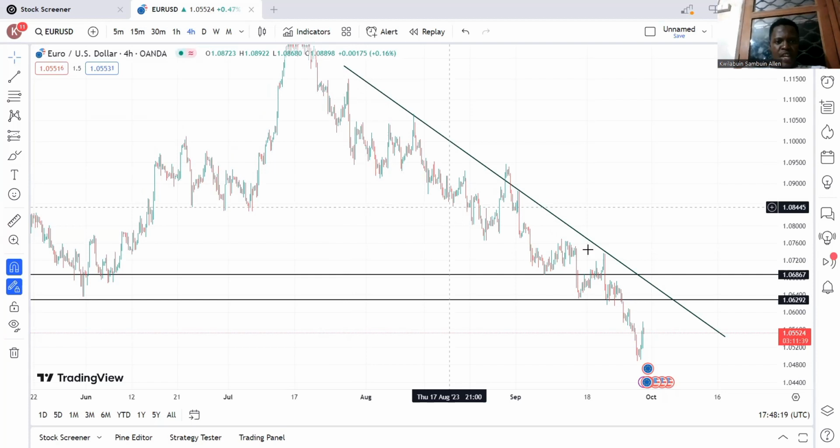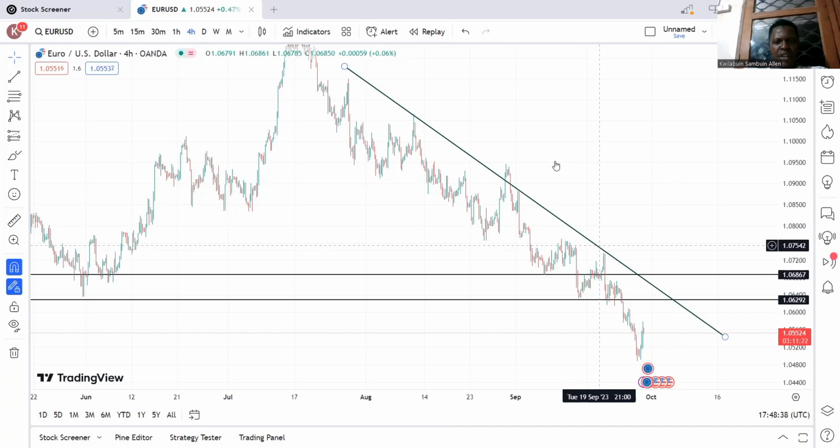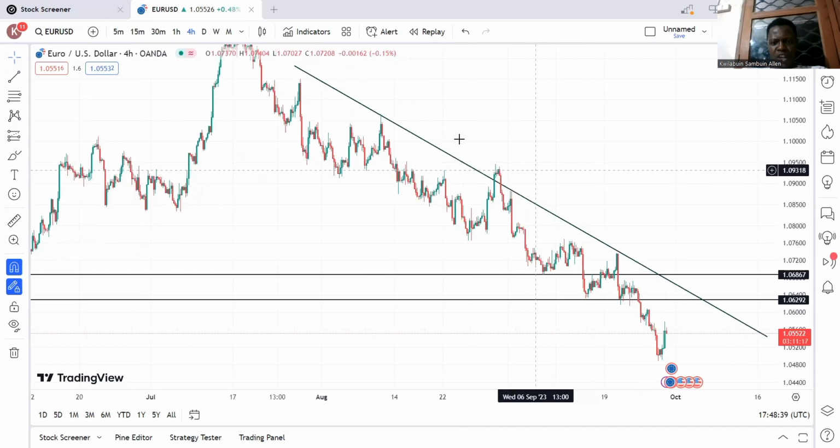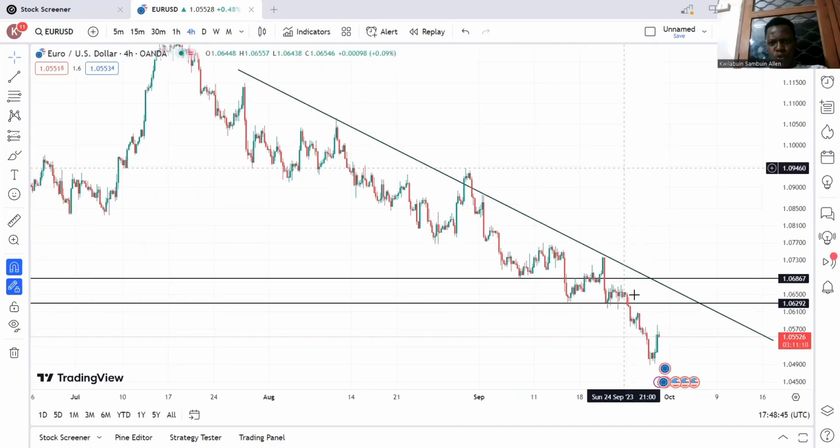Don't be selling Euro USD at this particular point if this particular strong support resistance is not broken. Euro USD is going to continue to sell downward. If there is a breakout, then you should be expecting a massive Euro USD upside trade. But at this particular point, the most important thing for you to do is wait and see the first action at this particular point. The trend line is not broken.